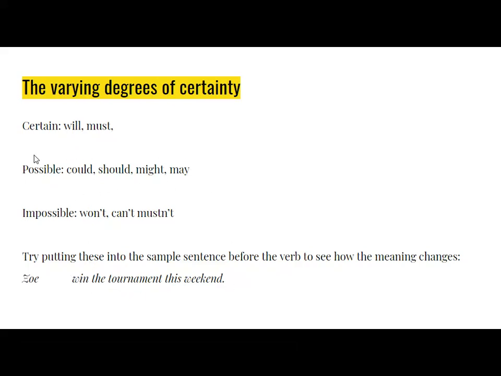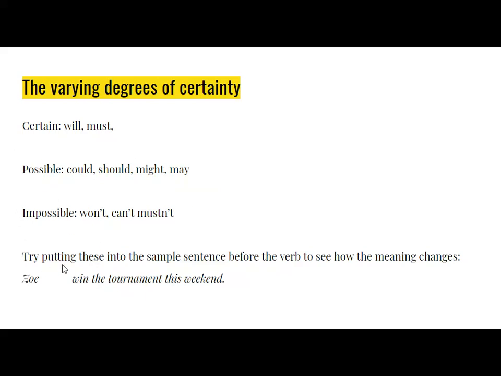What about if I use one of my possible modal verbs? Zoe might win the tournament this weekend. I'm saying it's a possibility, but it's not certain. That's the same as if I said Zoe should win the tournament. It's more likely, but it's still not certain. So within these possibility modal verbs, there are degrees of how likely it is that you might be able to start to identify.